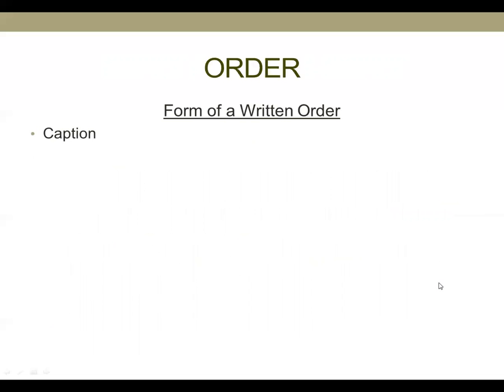Now, the form of an order that is written will have certain basic characteristics. As usual, there's got to be a caption at the top. The lawsuit caption has to be at the top. And then the title of the order will normally be Order on, and then whatever the title of the motion was, such as Order on Motion to Extend Time to Mediate.